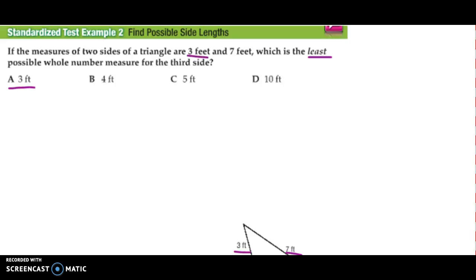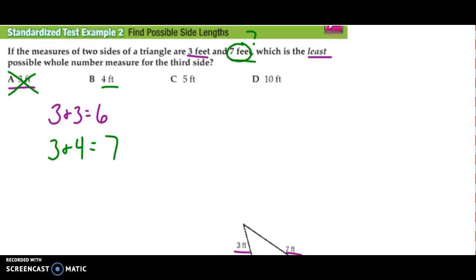So 3 and 3 are my two smallest sides. 3 plus 3 is equal to 6. Is 6 greater than 7? Well, it's not, so it can't be A. Let's try the next one, 4. 3 plus 4 is going to be 7. Is that greater than 7? The answer is no, it is not. So it can't be B.